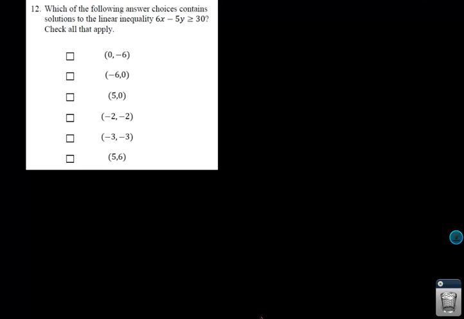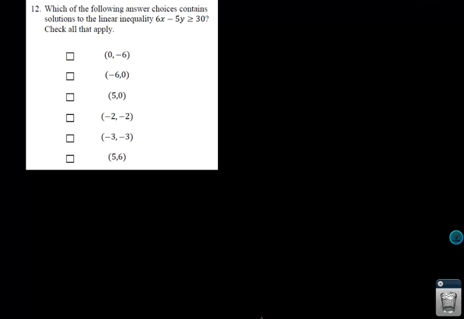All right, number 12 says, which of the following answer choices contains solutions to the linear inequality 6x minus 5y is greater than or equal to 30? And it says to check all that apply. So we did this yesterday in class. We did this skill, so we're going to redo this skill. We're going to review it.